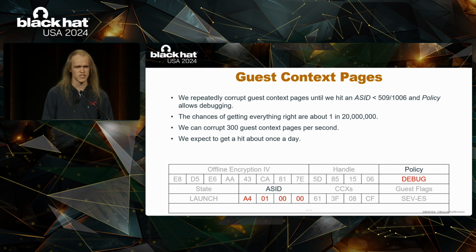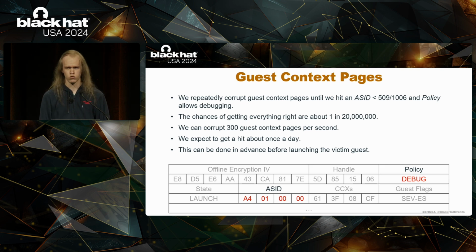This might seem kind of slow, and this has a reason. Refreshing the certificates is a fairly slow operation, and so this is also why we can only corrupt such a low number of guest context pages per second. But in the end, if you do the math on all of that, and if you just continuously hammer the firmware all the time, we expect to get the right conditions about once a day. I mean, in the end, it's completely random, so you might get lucky, you might not get lucky, but that's what we would expect.